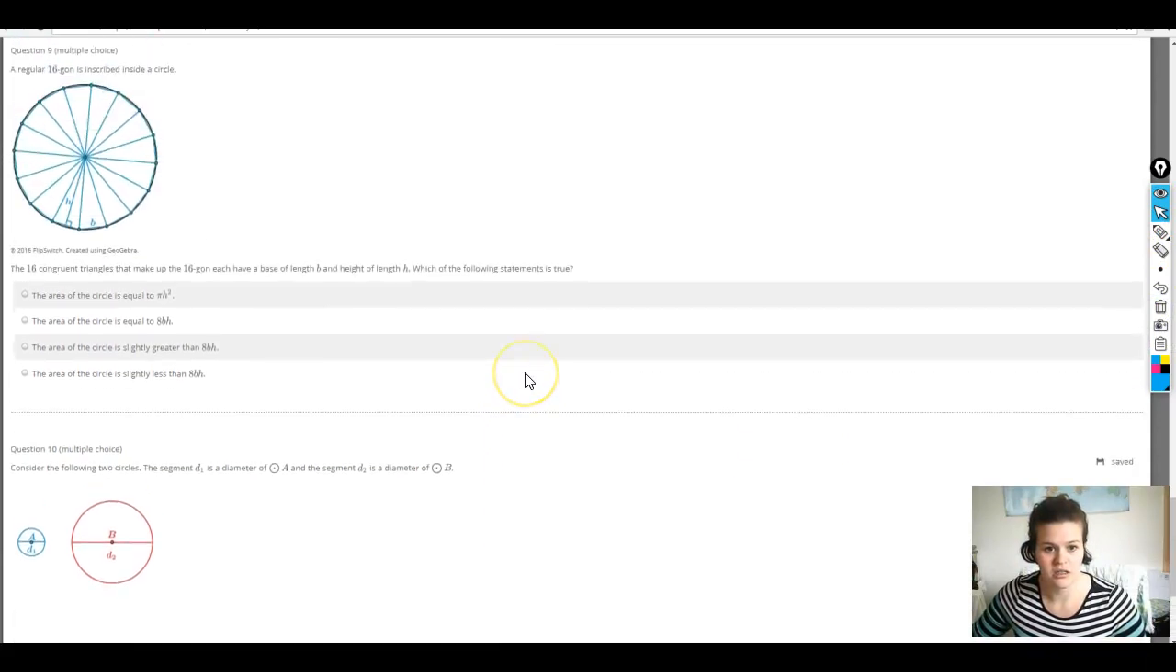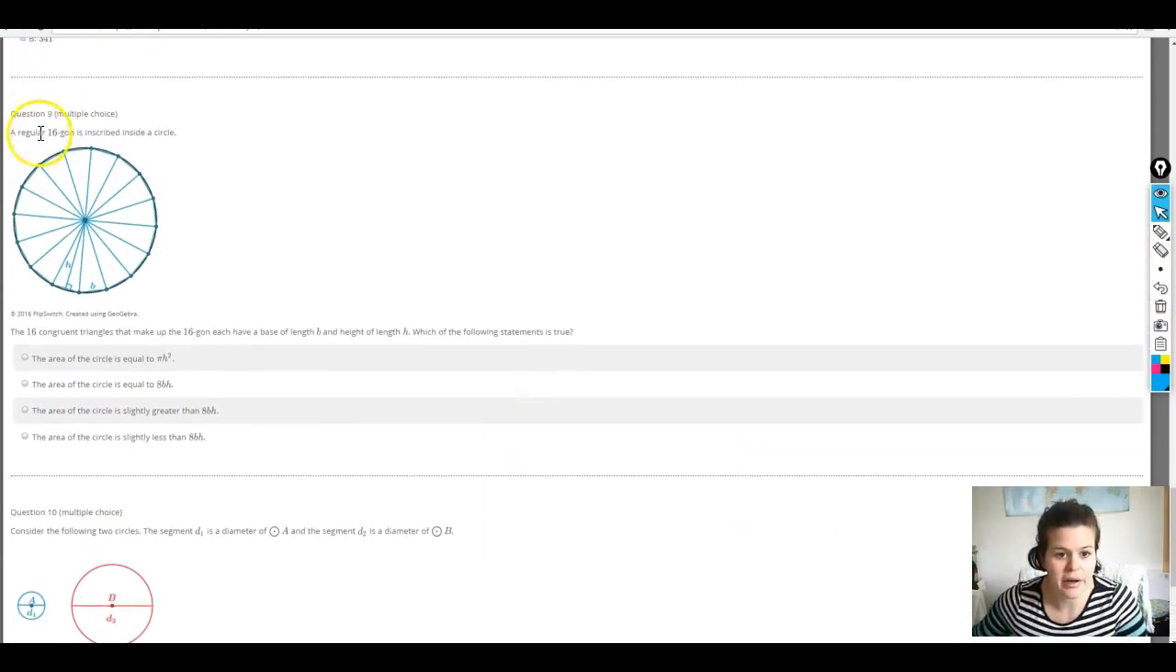So then, question 9. A regular 16-gon is inscribed inside a circle. The 16 congruent triangles that make up the 16-gon each have a base of length b and a height of h. Which of the following statements is true? So I'm going to pause here and notice that the 16-gon base doesn't completely follow the outer edge of the circle. There's just a little bit of white in between there, so the area of the 16-gon doesn't completely cover the area of the circle.